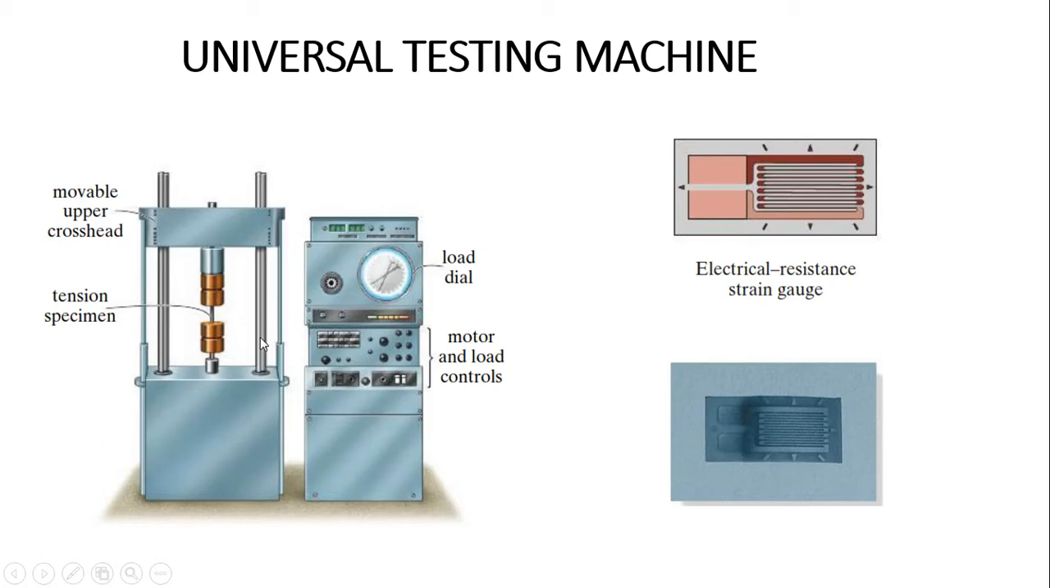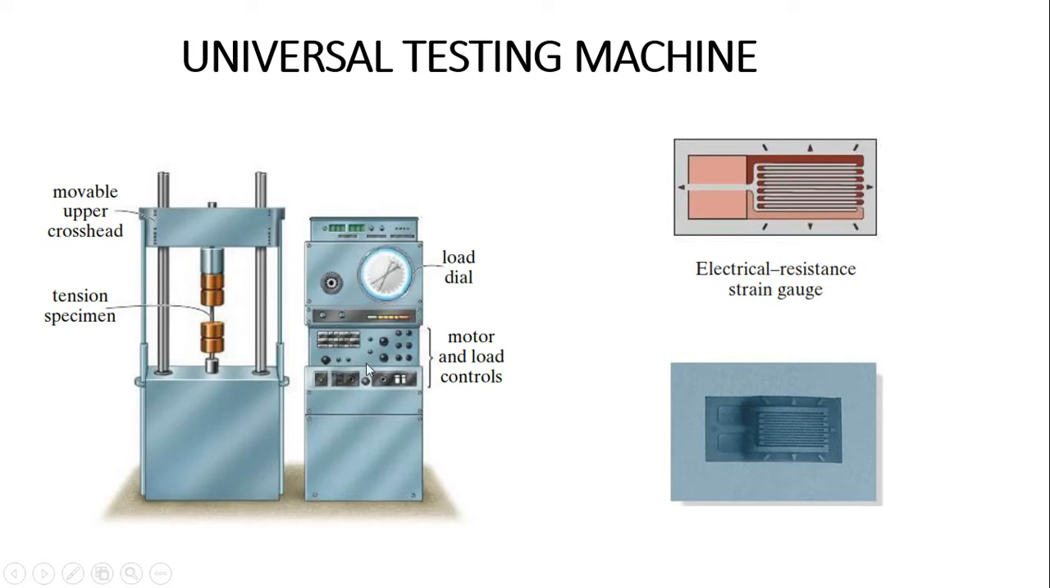See, when this cross head is going upwards, we can calculate what is the load that is applied on the test specimen. It will automatically give the value. What is the load that is applied on the test specimen? Fine. You can see in the load dial. What is the tensile force that will be given in the load dial?